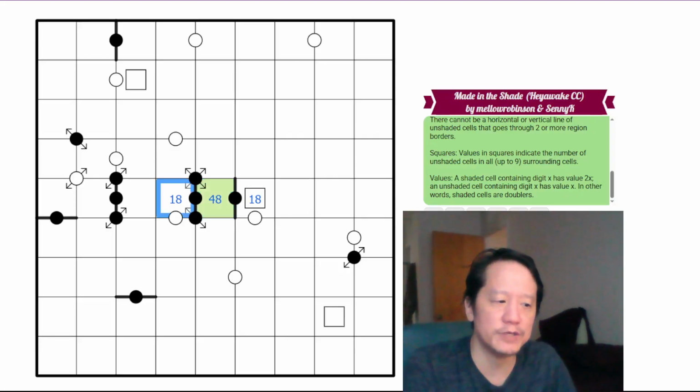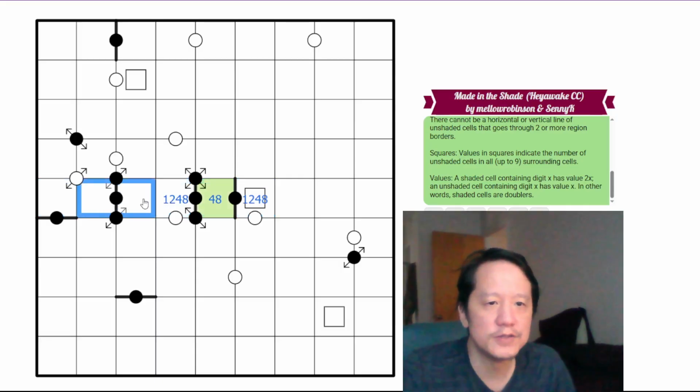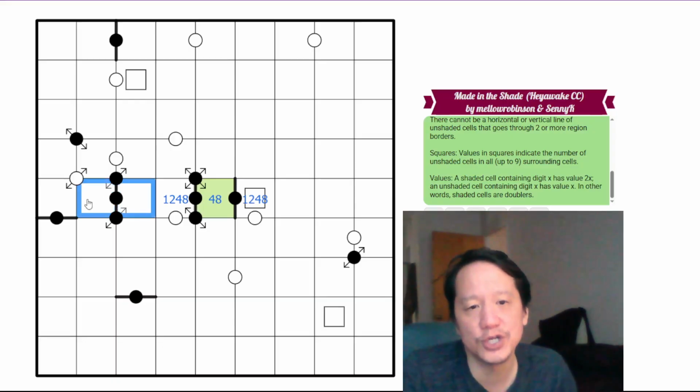This must be then 1, 2, 4, 8. We are guaranteed a 4 in this row. And we're guaranteed 8. So this is 4 and 8, which means this cannot be 4 and 8 as a pair. This has to be 3 and 6 as a pair. And they have to be the same shading. They are in different regions, but they are the same shading.